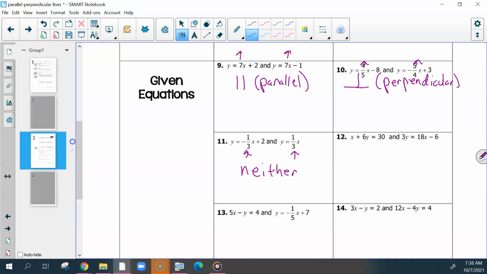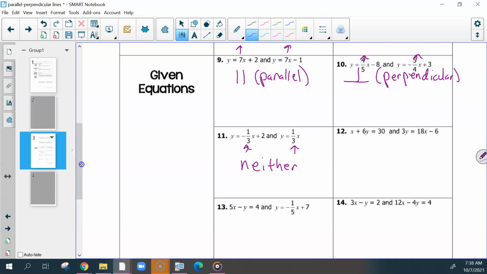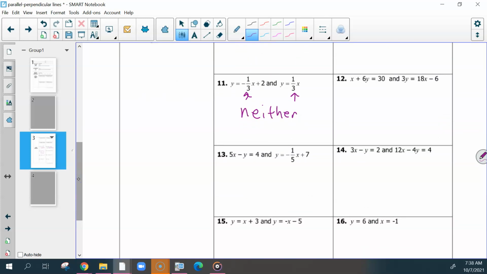So if it's given in slope-intercept form, it's as easy as that. Look at the slope, compare them. If it's not in slope-intercept form, then you have to solve them. So like number 12, we have to get both of those in slope-intercept form and then compare them. So for this first one, you have to subtract x to the other side. You have 6y equals negative x plus 30.